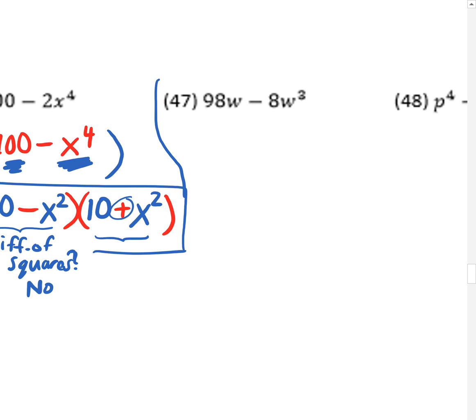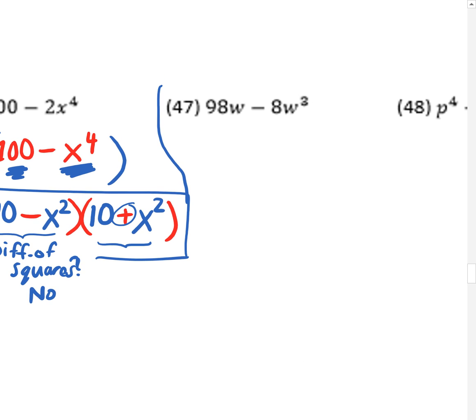Let's try this next one. 98w and 8w to the third. Okay, now I know for sure w can come out, right? Something times w. And they're both even numbers, so 2 at least goes in. Does 4 go into 98? No, I think that's it, huh? Alright. I think just 2w can be factored out. Oh well. It's better than nothing.